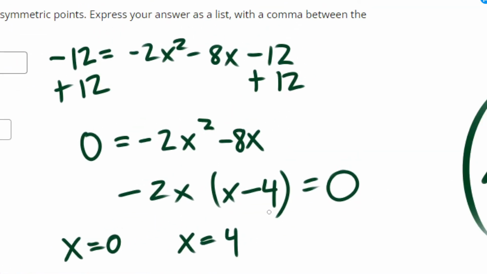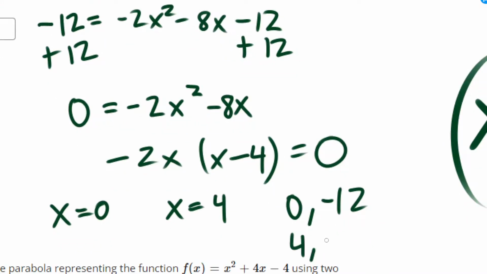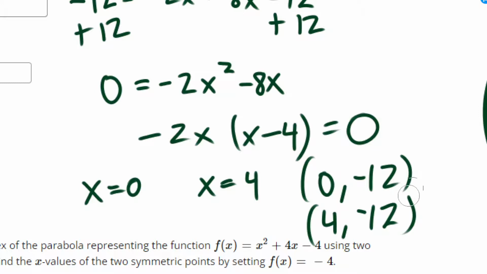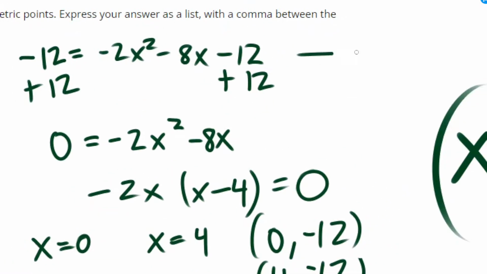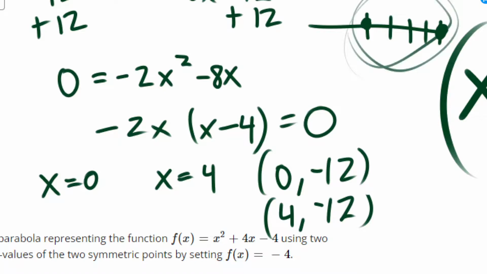So now we have our 2 points, which is going to be 0, negative 12, and positive 4, negative 12, because the y values are going to be the same. And now what we can do is we can say, okay, where's the middle point between these two? And we're only thinking about the middle in the x. So if you have a point at 0 and a point at 4, so 1, 2, 3, 4, we want to find the middle point between these two.